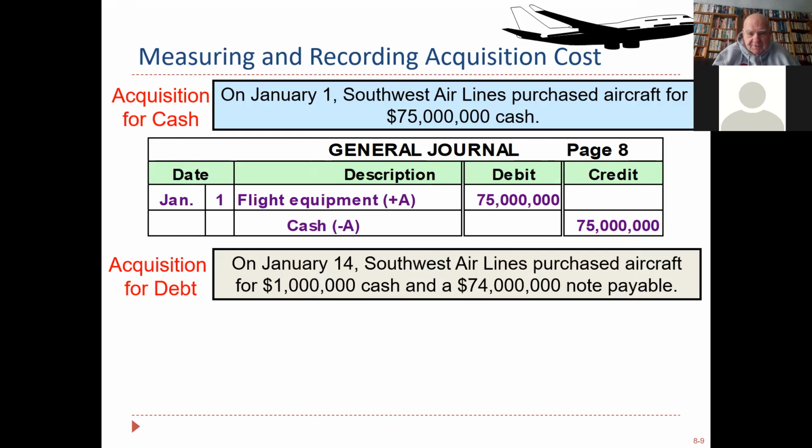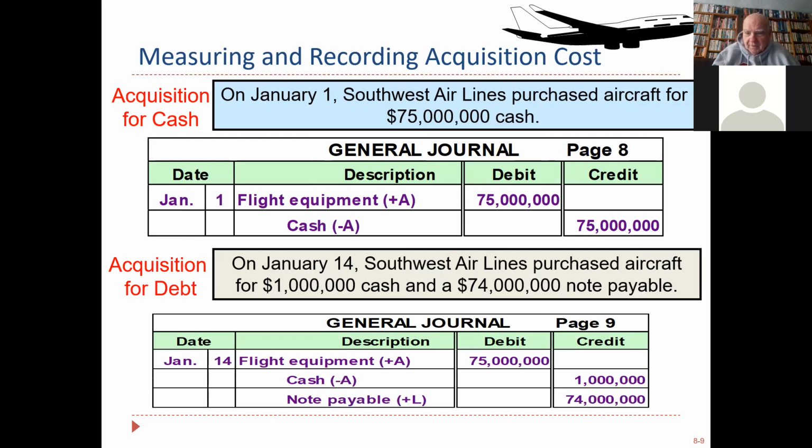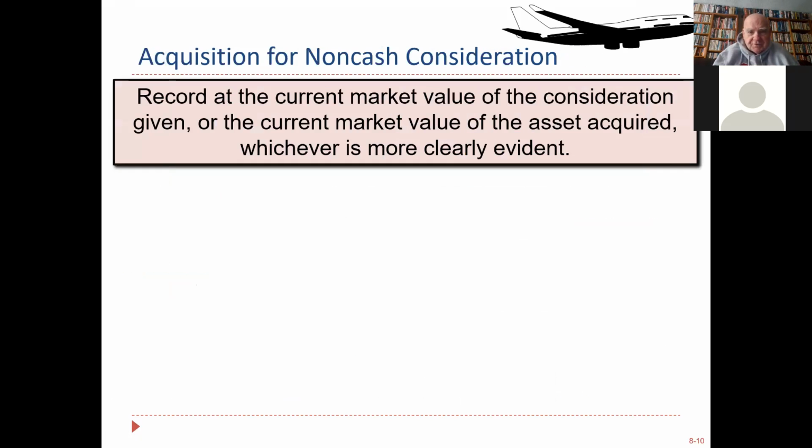And again, this thing is messing with us. Thank God, there it is finally. On January 14th, they bought the aircraft: credit cash $1 million, credit the notes payable $75 million, and debit the asset for its full cost. Acquisition for non-cash consideration: record at the current market value of the consideration given or the current market value of the asset acquired, whichever is more evident.